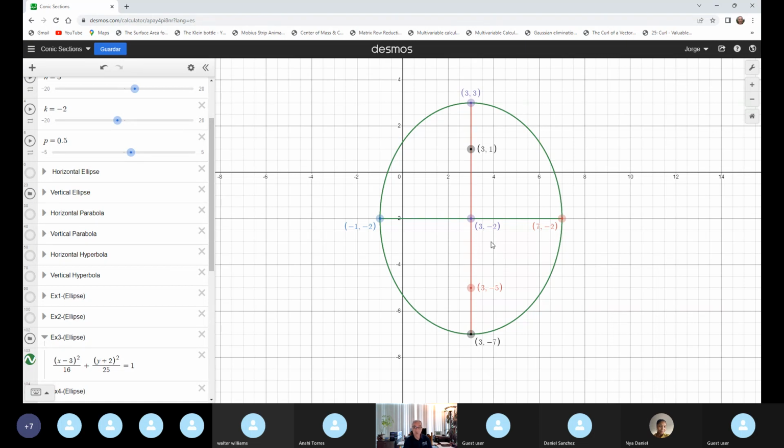Similarly, when you move in the minor axis, the distance is 4. When you move horizontally, the component that is affected is the first component, the x component. 3 plus 4 is 7, and 3 minus 4 is negative 1. Similar happens with the focal distance, but in this case the distance is 3. So -2 plus 3 is 1, positive. -2 minus 3 is negative 5.